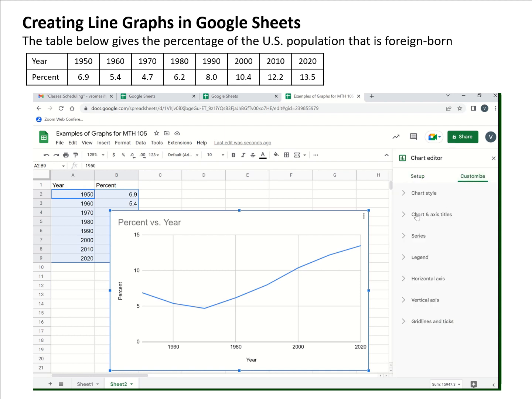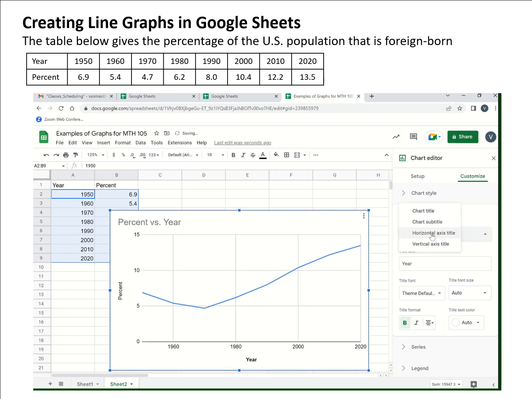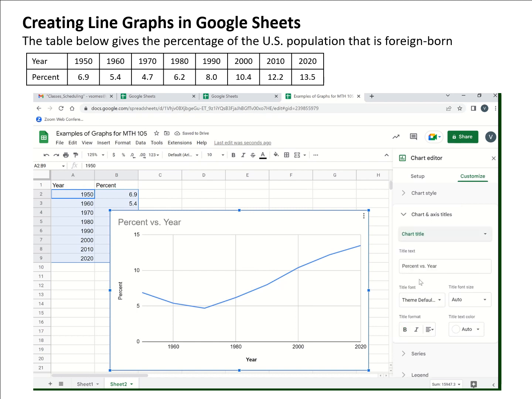So we're going to customize. We can choose to adjust the chart titles. Right now I have a horizontal axis title. I think year is pretty good for that, so I'll keep that there, but I will make it bold just to make it stand out more. I also have a chart title, which I definitely could make more specific. It just says percent versus year. Let's go ahead and actually be a lot more specific.